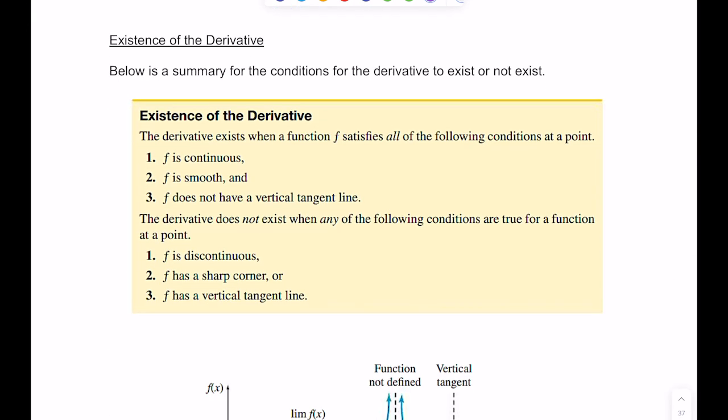And that's the end of this video. Here's just a quick summary for the conditions for the derivative to exist or not exist. The derivative exists when a function f satisfies all of the following conditions at a point. F is continuous, f is smooth, and f does not have a vertical tangent line. The derivative does not exist when any of the following conditions are true for a function at a point. When f is discontinuous, f has a sharp corner, or f has a vertical tangent line, right? Because vertical means the slope is undefined.